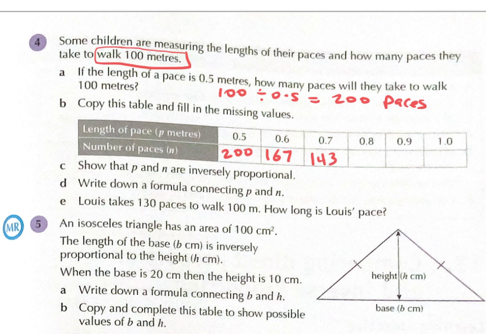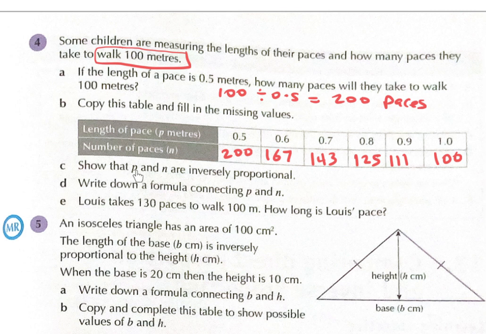143. Divide by 0.8, 125. Divide by 0.9, 111. By 1, 100. Okay, so 100.